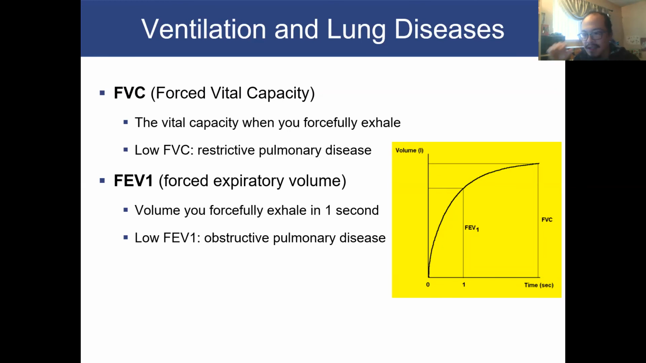Hope this helps you get an overview of the entire respiratory system. In the next one, we will talk more about gas exchange and the regulation or function of the lung, right?